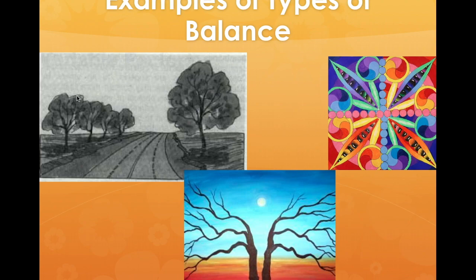We see symmetrical balance here, so when we split this in half, it's the exact same on both sides, or almost exactly the same. And this would be radial balance, so every single part of this piece is radiating from that middle point.